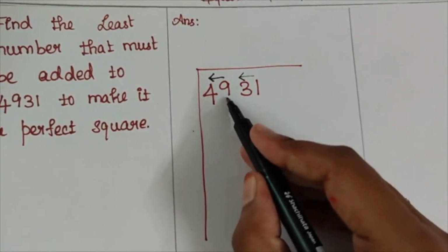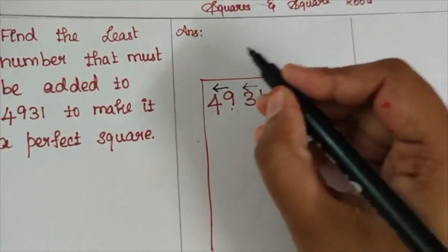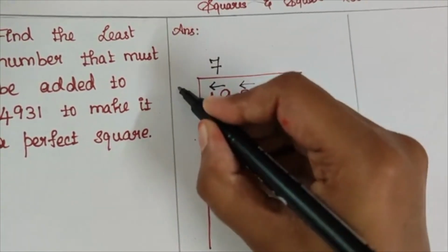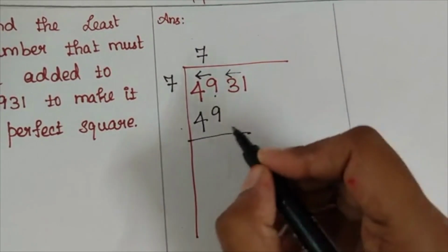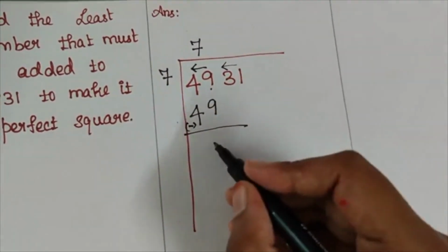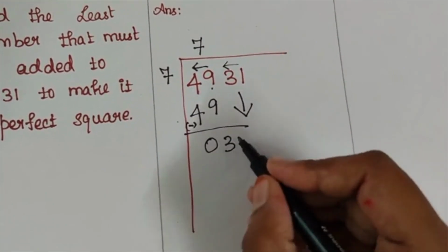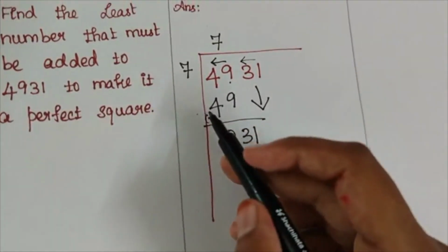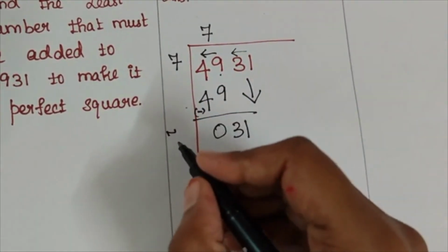So, let's take the first two digits, 49. 49 is a perfect square. We know that 7 sevens are 49. So, I am writing 49 here. Now, we can subtract. Subtracting, we get 0. Let me bring down the next pair, 31. So, 31, 7 plus 7, 14.